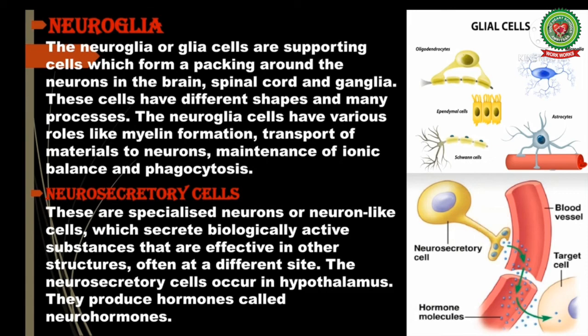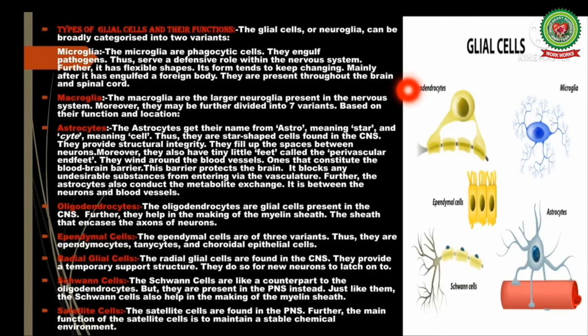Types of glial cells and their function. The glial cells or neuroglia can be broadly classified into two variants. Microglia are phagocytic cells; they engulf pathogens, thus serving a defense role within the nervous system. Further, they have flexible shapes. Their form tends to keep changing, mainly after they have engulfed a foreign body. They are present throughout the brain and spinal cord.